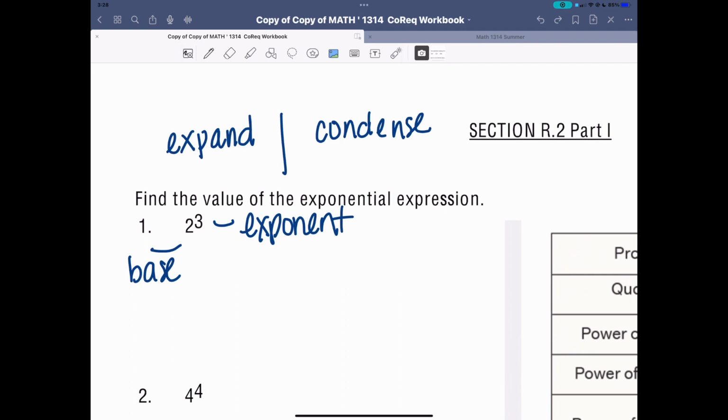An expanded form means that whatever value you see of the exponent, that's how many times you're going to multiply the base times itself. So I see an exponent of 3, so that means I'm going to multiply 2 times 2 times 2. The 2 is represented 3 times. And then a condensed version of that is 2 to the third, which when we put in the calculator is going to equal 8.